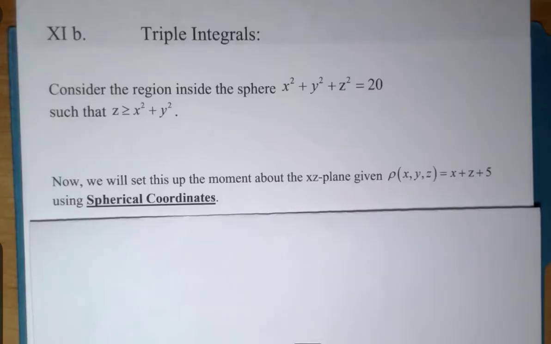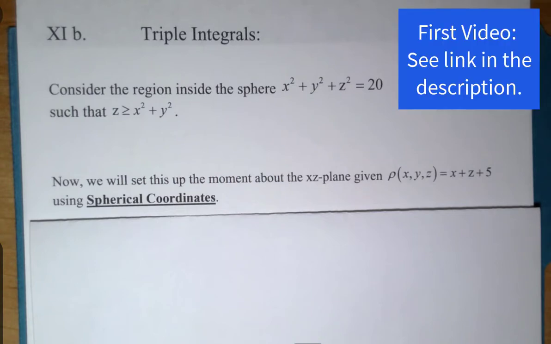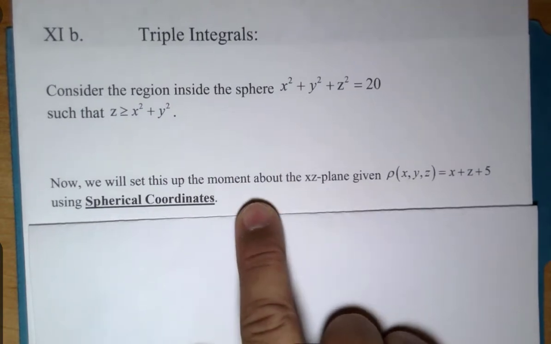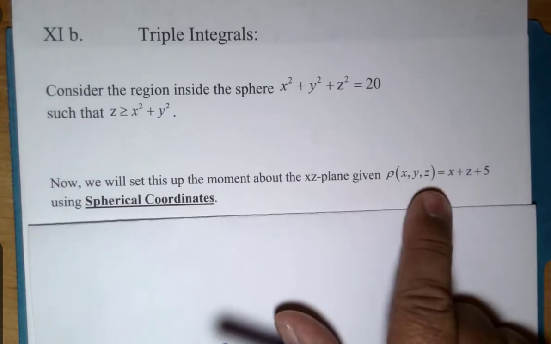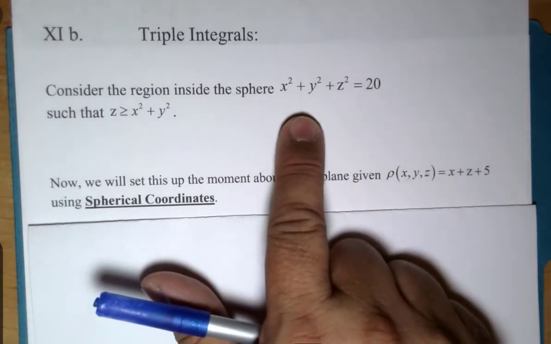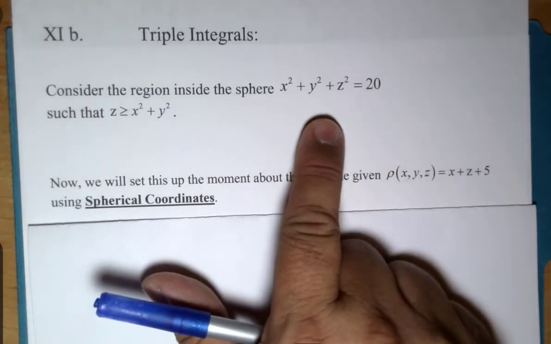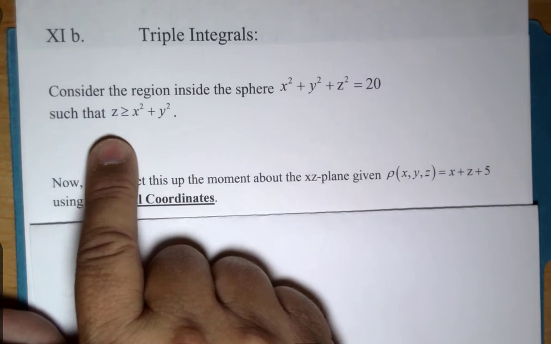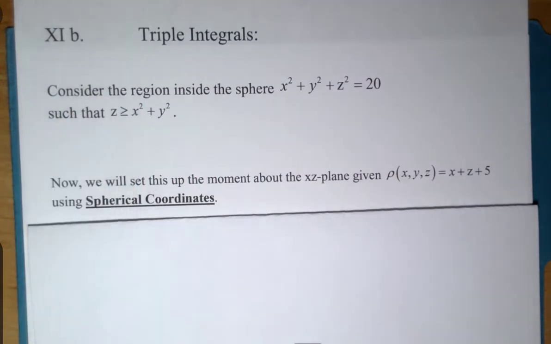We're following up on a triple integral example where in the first video I set up triple integrals in rectangular and cylindrical form to be able to measure the moment about the xz plane with a specific given density function. And our region, algebraically, is inside of a sphere, x squared plus y squared plus z squared equals 20, such that z is greater than or equal to x squared plus y squared, which would be inside of a paraboloid, or a parabola bowl, as I like to nickname it.